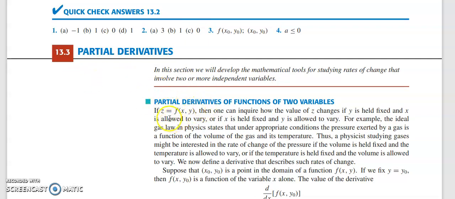So let us start with a function of two variables. So you have a function z equal to f of xy. So z equal to f of xy, the value of z depends on the value of x and y. So x and y are independent variables and z is a dependent variable. So the value of z changes with respect to x and y.